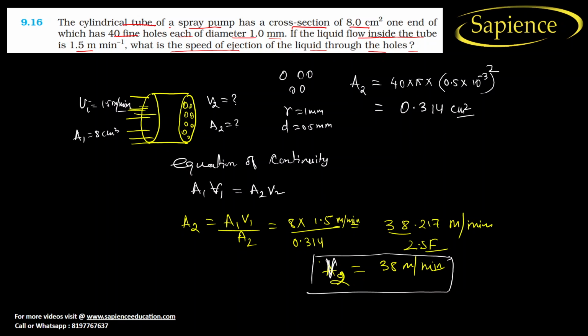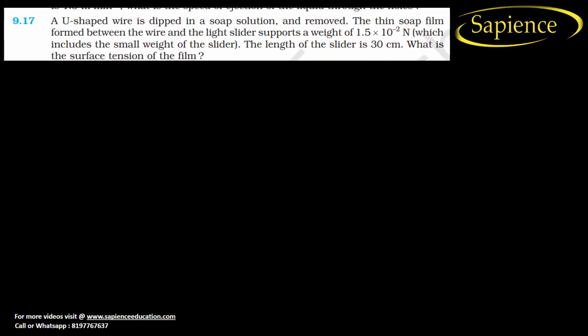I hope you have understood this question. Now let us solve question number 9.17. In question 9.17, a U-shaped wire is dipped in a soap solution and removed. The thin soap film formed between the wire and the light slider supports a weight, which includes the small weight of the slider. The length of the slider is given. What is the surface tension?